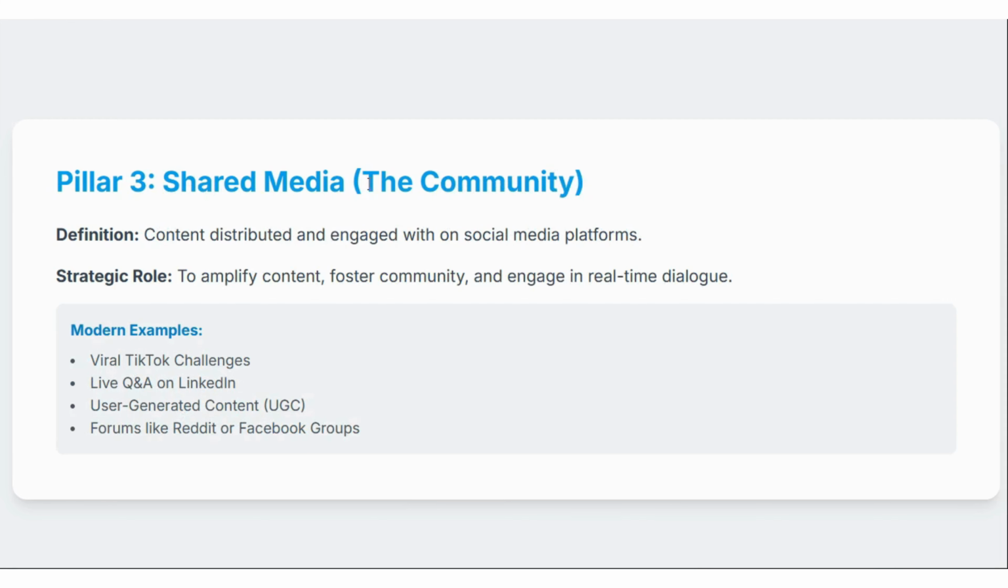Another one is shared media, and it's kind of the community you create around your business. And how does it work? It's the content that is distributed on social media platforms, but basically not owned social media platforms. What others talk about you on social media like TikTok, Instagram, YouTube, anything. And what does it do? It amplifies your content, it fosters community, and gives real-time dialogue.